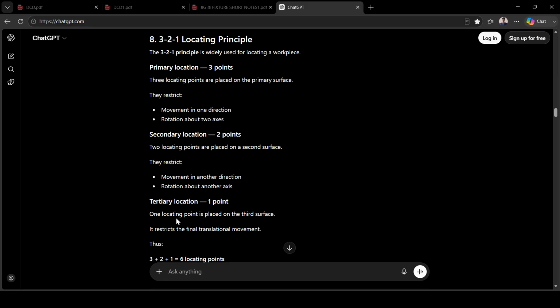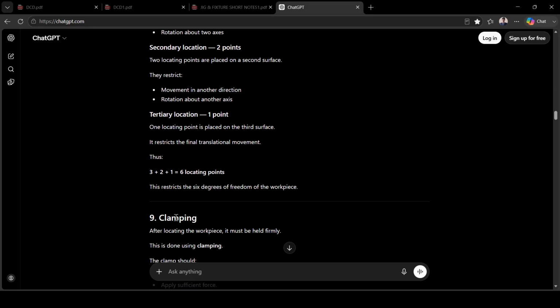Then secondary location, 2 points. The two locating points are placed on the second surface. They restrict movement in another direction and rotation about another axis. Then tertiary location: one locating point is placed on the third surface. It restricts the final translational movement. Thus 3 plus 2 plus 1, 6 locating points, restrict the 6 degrees of freedom of the workpiece.